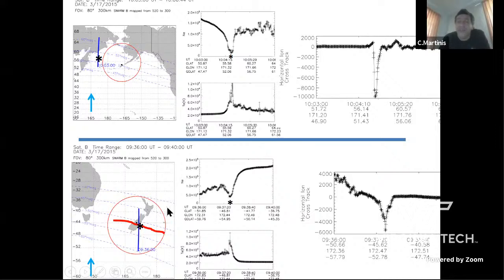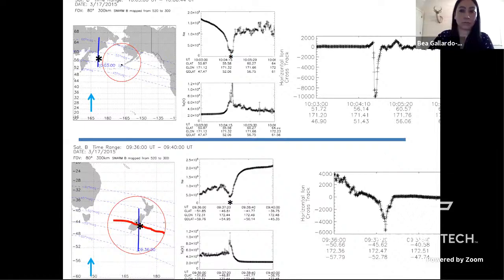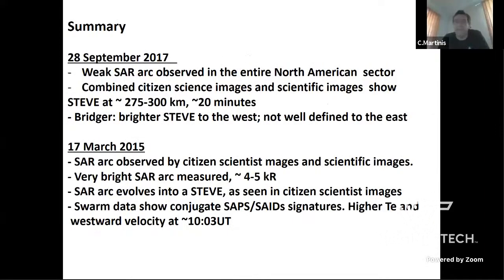So we are thinking that what is happening here is in the southern hemisphere, the satellite is sampling SAR arc characteristics. And when it goes to the northern hemisphere, that SAR arc was converting to a Steve, where the in situ measurements showed that there were some more extreme conditions. So in this case, this is the evolution from a SAR arc into a Steve, not two things coexisting simultaneously. So finishing up, yes, this is a summary.